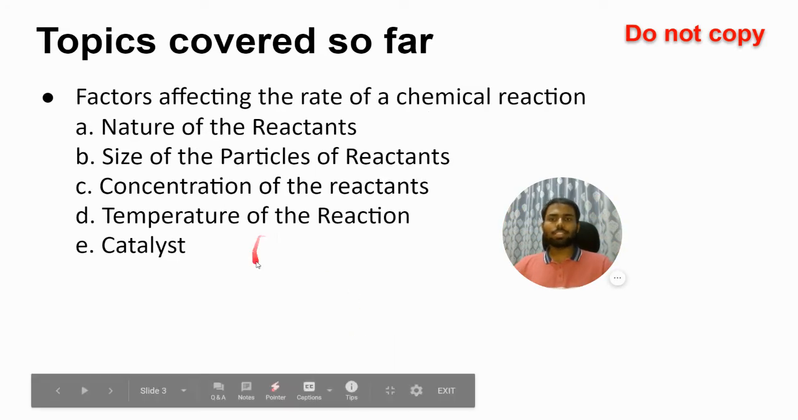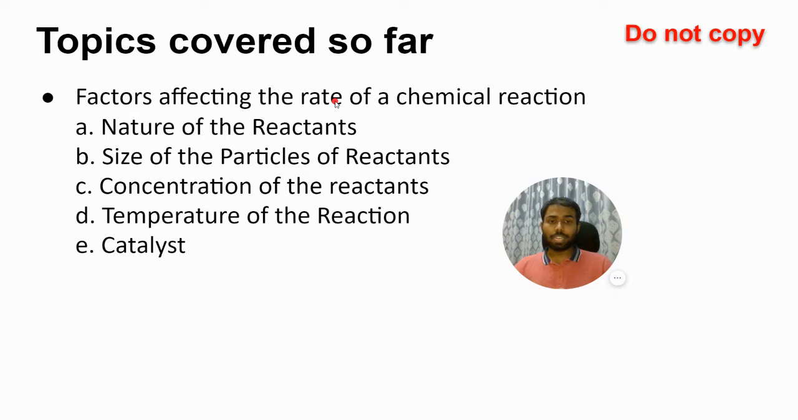Then in the last learning session, we had seen factors affecting rate of chemical reaction. What is the meaning of rate? Rate means speed. Okay, कितना fast या कितना slow कोई chemical reaction is proceeding. Next, what all factors did we see? We saw nature of reactants, for example, reactivity. If the reactivity of a reactant is high, then the speed of chemical reaction will be high.